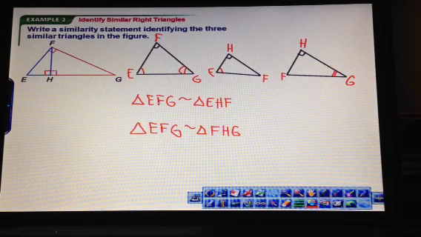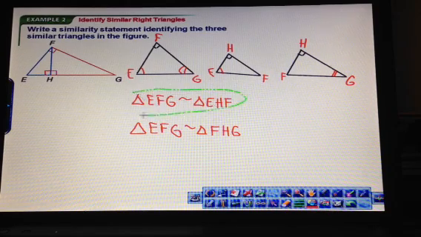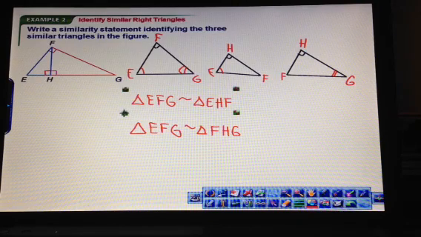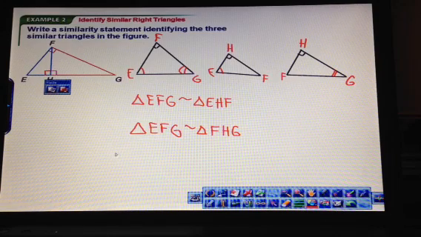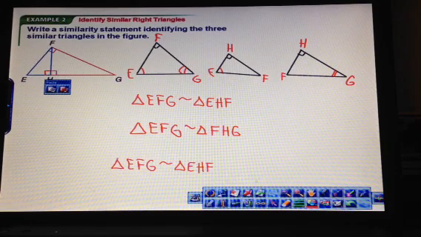Well, if this first triangle is similar to the second one, and the first one is also similar to the third one, we could put those together in one triangle similarity statement. And that's what I'm going to do. So we can say the first one is similar to the second one, which is similar to the third one.